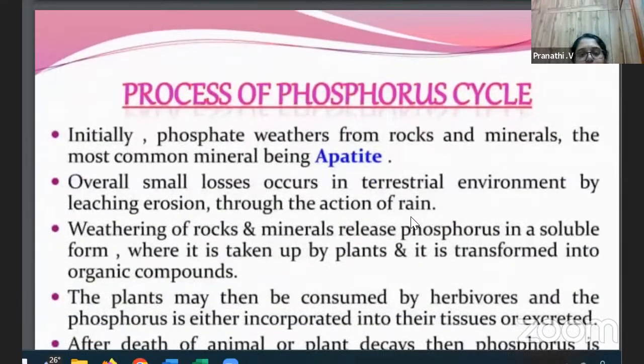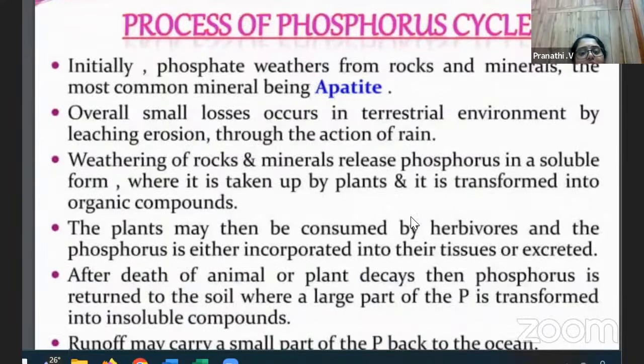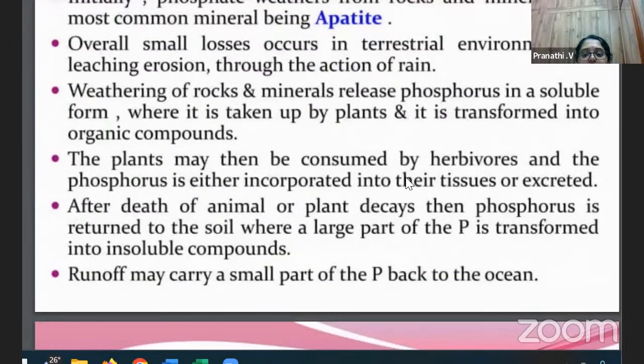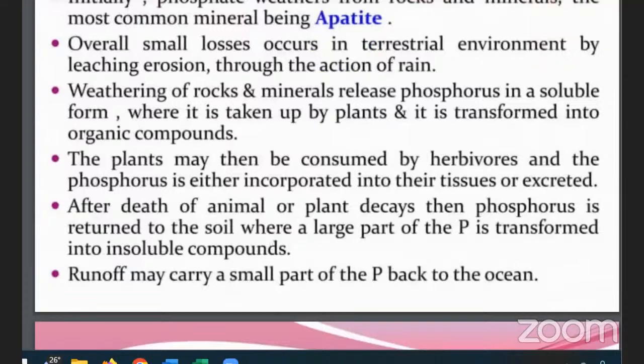So what exactly happens in the phosphorus cycle? We'll just see. So there is phosphate which is present in rocks and minerals. Most common mineral of phosphorus origin is known as apatite. So gradual erosion or leaching keeps taking place, and rain also plays an important role over here. Weathering of all the rocks takes place. So what happens is phosphorus is released in the soluble form. This is taken up by the plants and it is again transformed into organic compounds. And plants may then be consumed by herbivores.